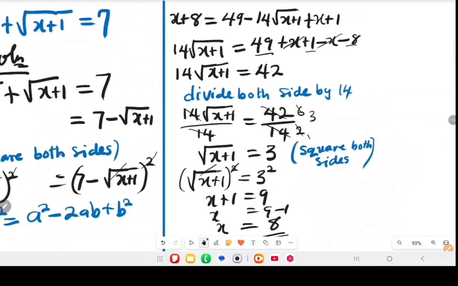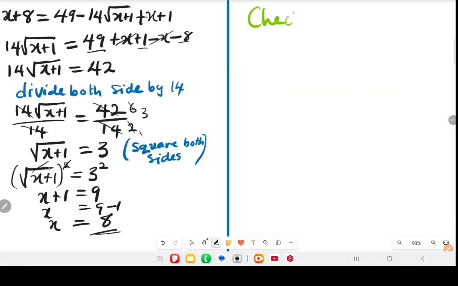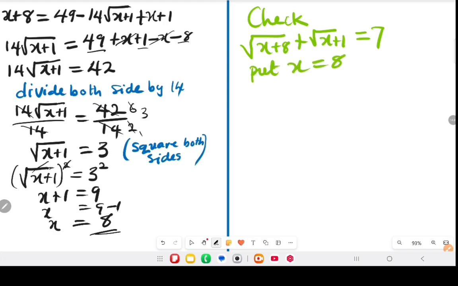Next, we have to check if our answer is correct. Then we write check. We write the original equation, which is root of x plus 8 plus root of x plus 1 equal to 7. Now put x equal to 8. When we substitute x equal to 8 into the original equation, we are having root of 8 plus 8 plus root of 8 plus 1 equal to 7.